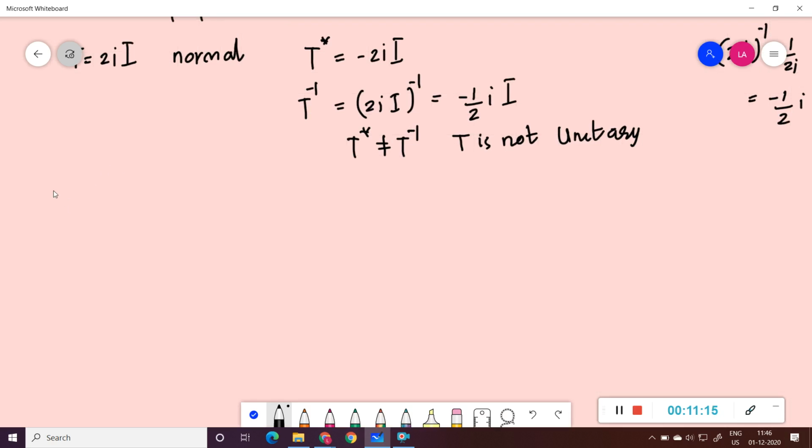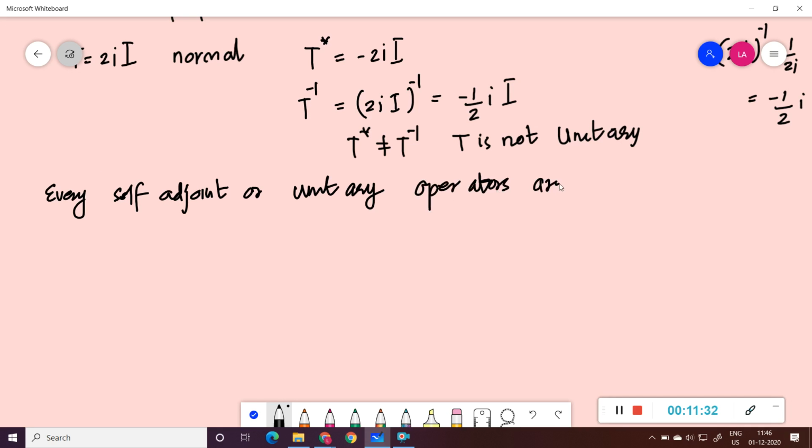So we can conclude the result as: every self-adjoint or unitary operator is normal. The converse need not be true. Meaning, every normal operator need not be unitary or self-adjoint.